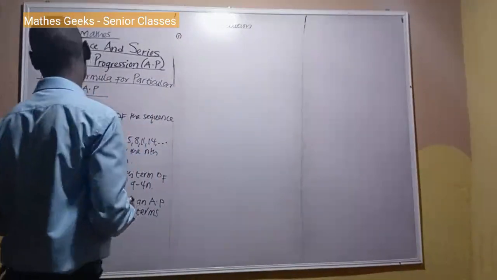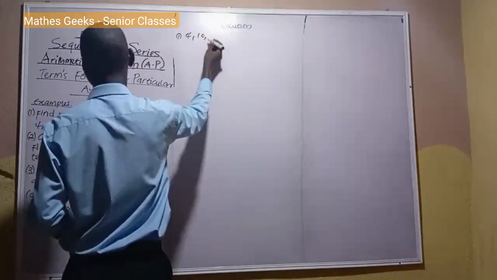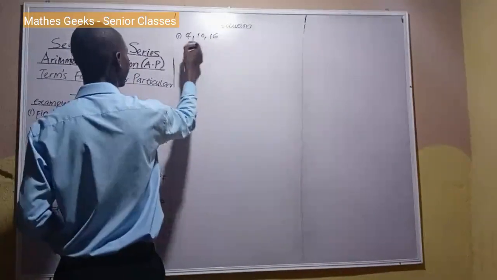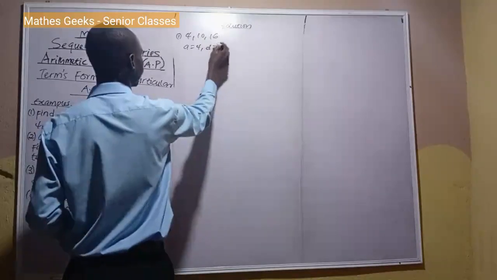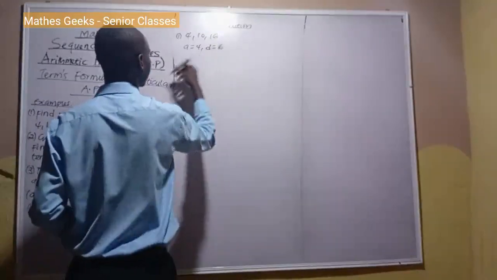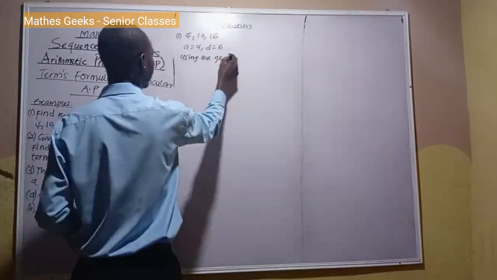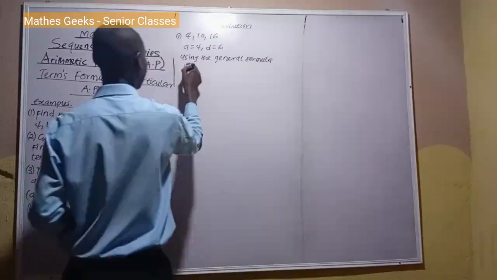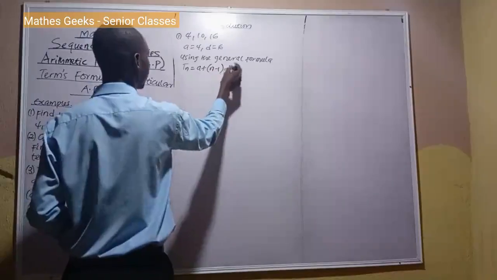Number 1. Find the nth term of the sequence 4, 10, 16. So a is equal to 4 and the common difference is 6. So using the general formula, Un is equal to a plus n minus 1 d.